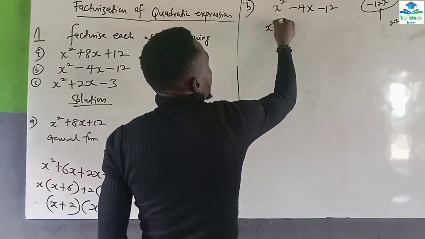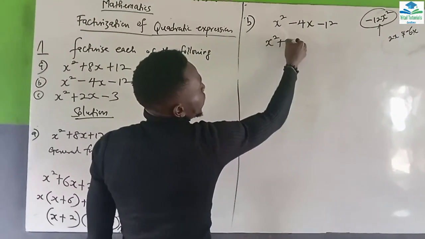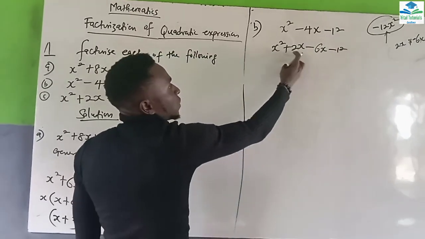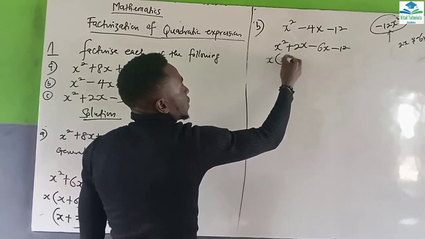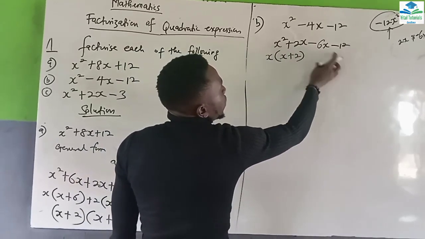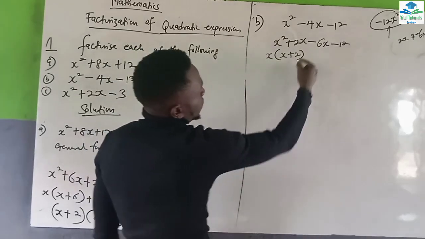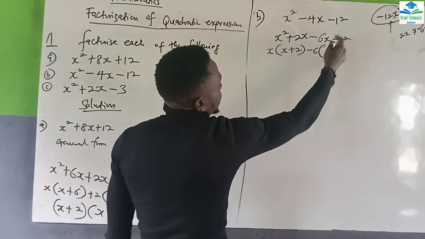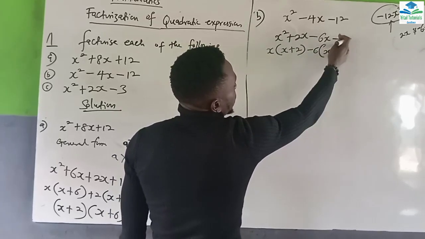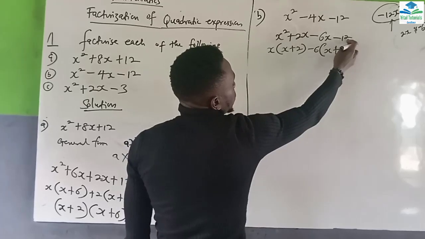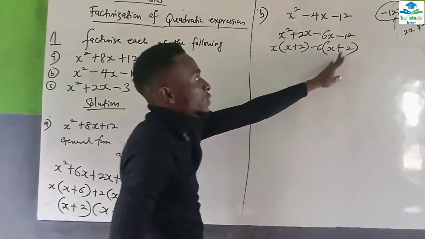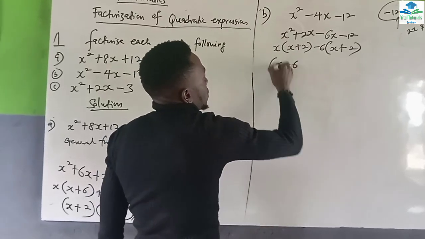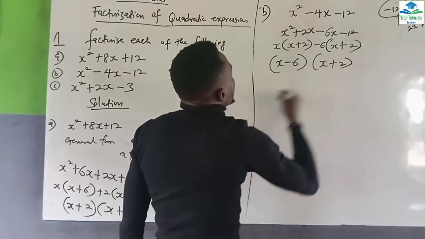They will be used to replace this. I have x squared plus 2x minus 6x minus 12. What is common here? x is common. You bring out x, then you have x plus 2. What is common here is minus 6. Minus times minus cancels, the minus is out. What is left is x here. Minus cancels this minus, gives plus. 6 goes into 12, gives 2. You can see that what is in the bracket here is what is in the bracket here. Therefore, you pick these two, put them in brackets, and pick any of these. That's x minus 6, bracket, x plus 2.